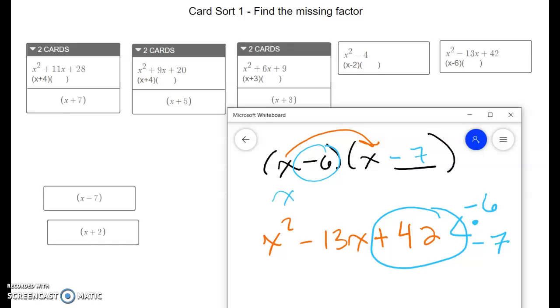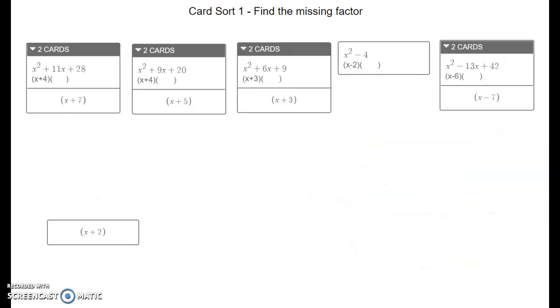This would give me x squared minus 7x minus 6x plus 42. So I got the 42 correct so far, but I need to make sure that negative 7 and negative 6 does equal 13, which it does. So this one is actually going to match right here.